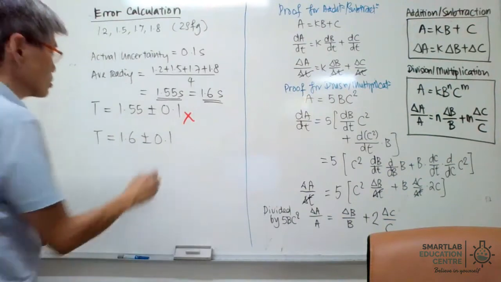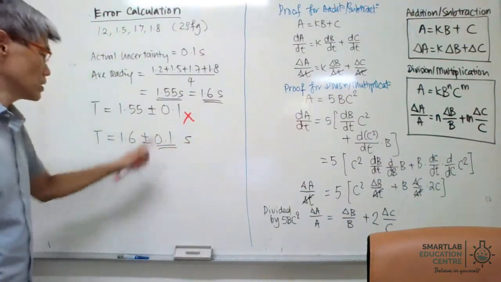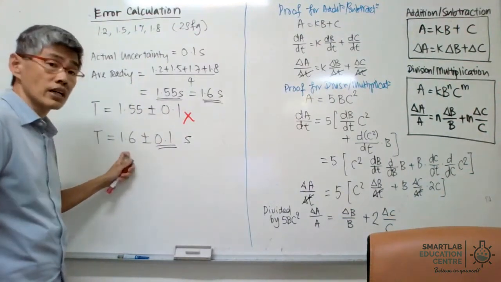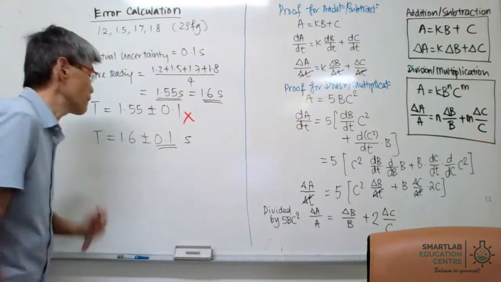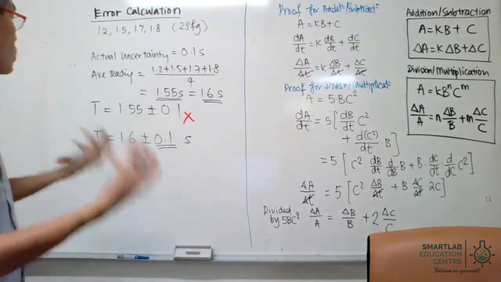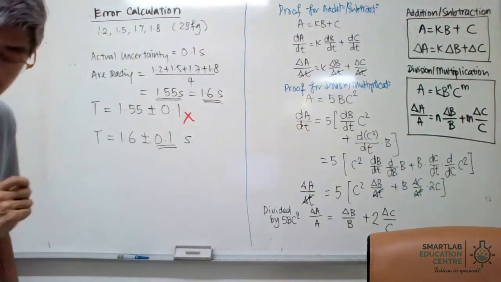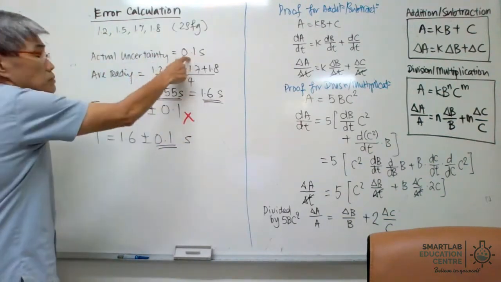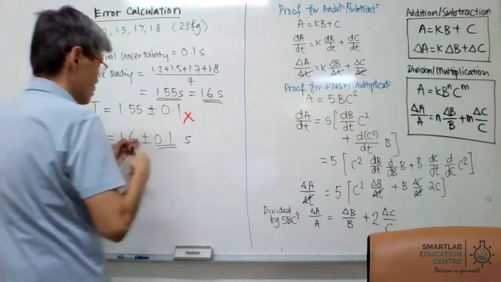You must also take note that based on the error, if it is displayed to 1 decimal point, then whatever reading that you have must also be displayed to the same decimal point. Okay. So in conclusion, what we have noted is that the actual uncertainty is 0.1 second, and actual uncertainty is always 1 significant figure, by the way.